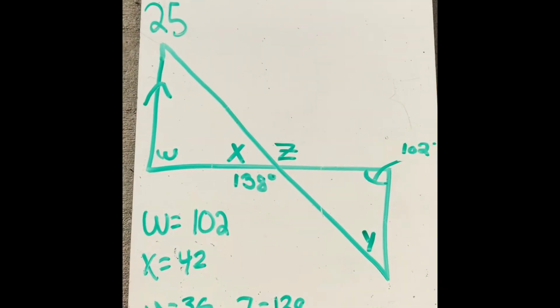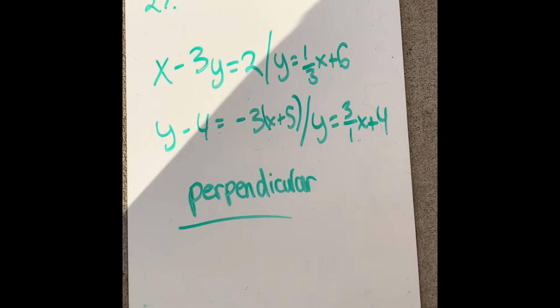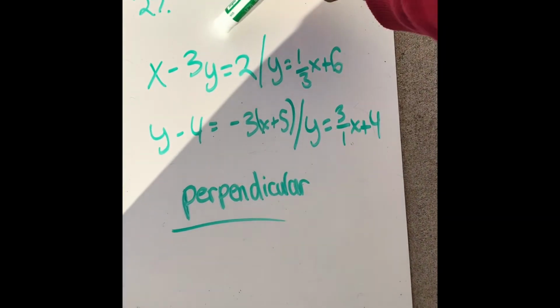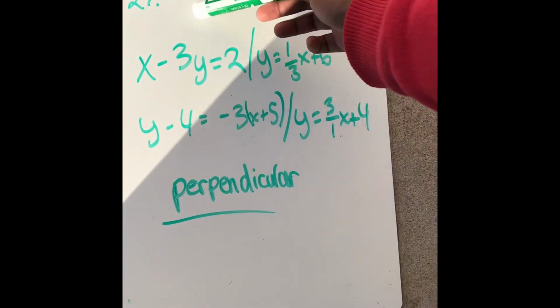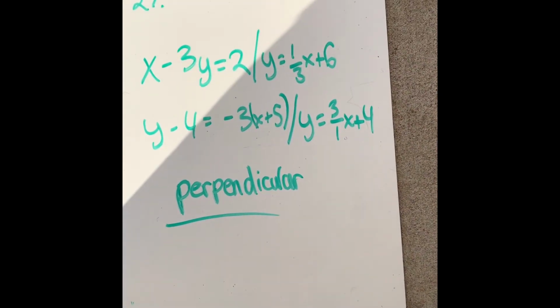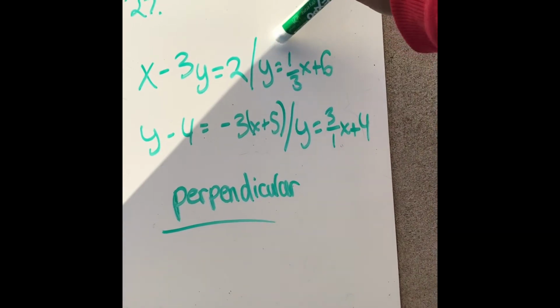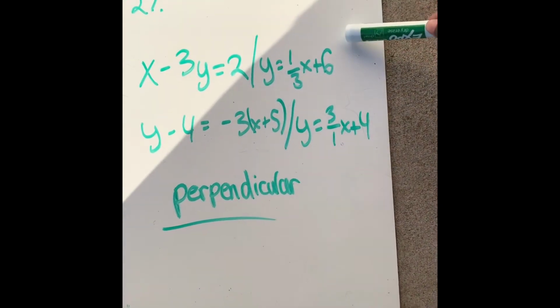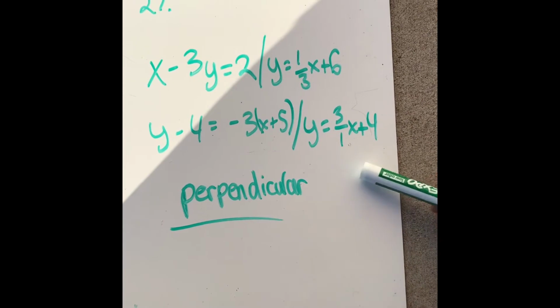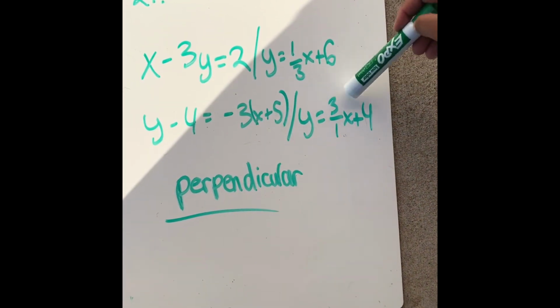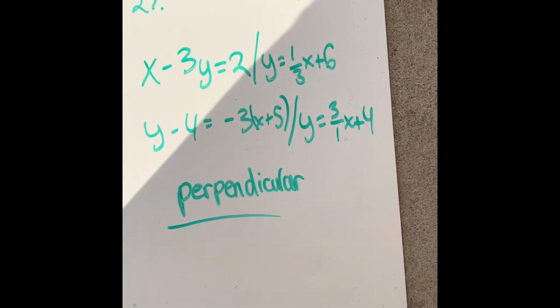Okay, so for number 27, we got perpendicular because we figured out these slopes of lines, and one equaled y equals 1/3 x plus 6, and the other one was y equals 3/1 x plus 4. So because they are opposite, that means that they're perpendicular.